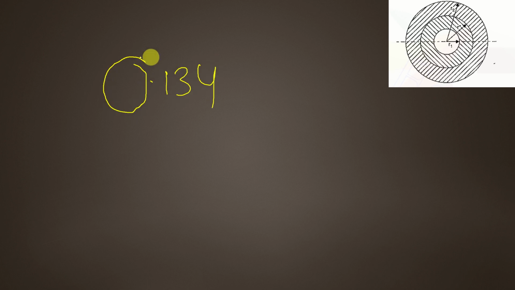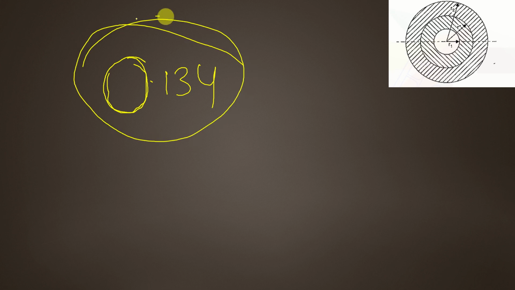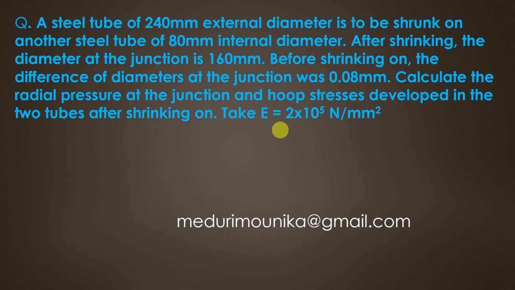So ultimately the necessary difference of radii is 0.134. That is not 0. There should be a difference in radii, between the inner radius of the outer cylinder and the outer radius of the inner cylinder. That difference in radii is 0.134 in order to fit it correctly. I hope you have understood the concept of necessary difference in radii for shrinkage. So if you have any doubt, please contact me, and here it is your work.